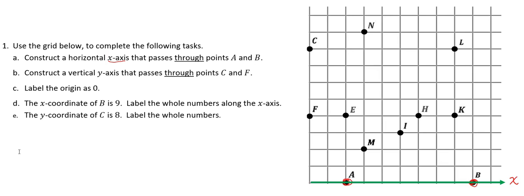The directions for B say to construct a vertical y-axis that passes through points C and F. So I'm going to do the same thing, only this time it'll be a vertical line running through points C and F on the side of the grid. And we'll label that the y-axis.